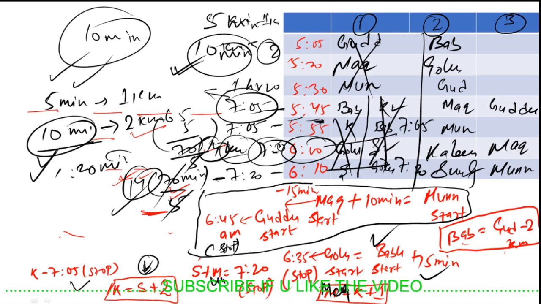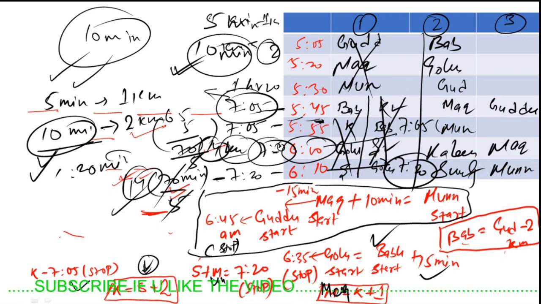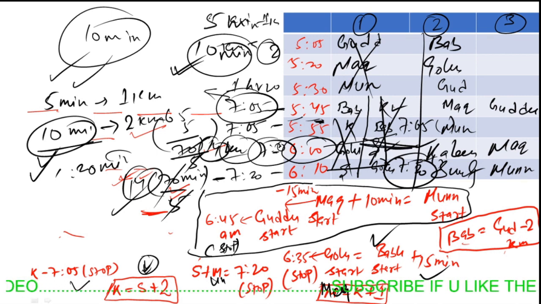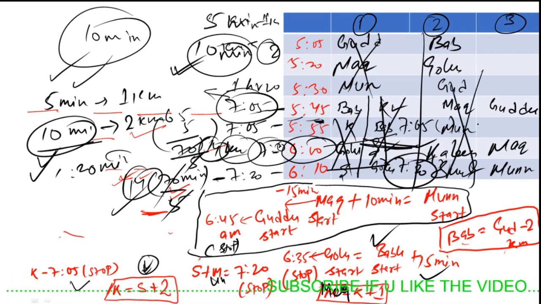7:20. So if you find out the duration, there will not be a 10-minute gap between Kalin and Sweetie. So this case 2 will be eliminated. You can find out easily.